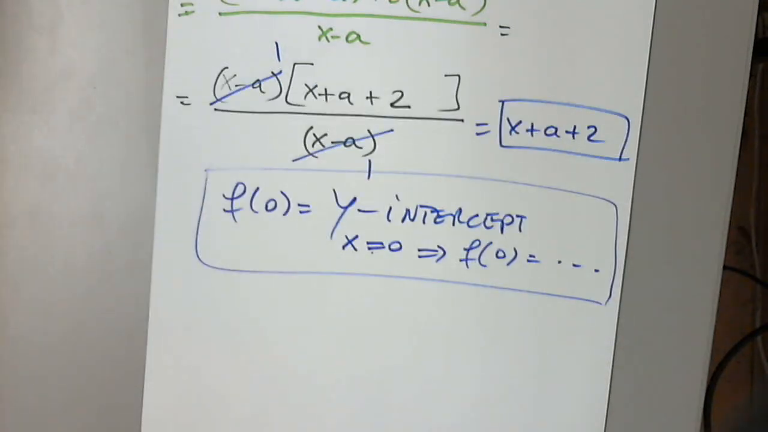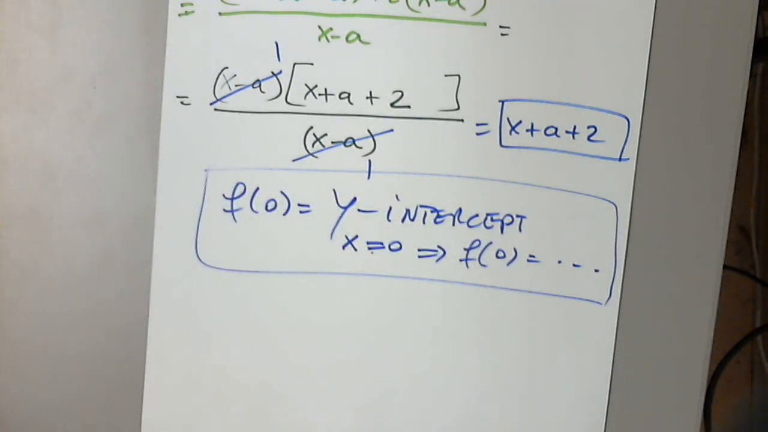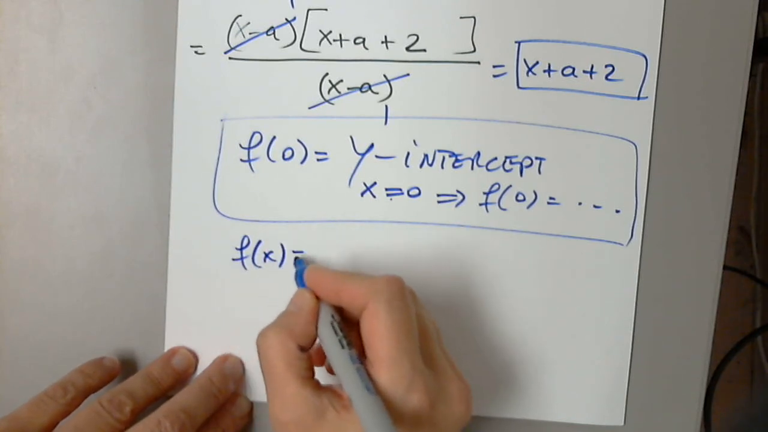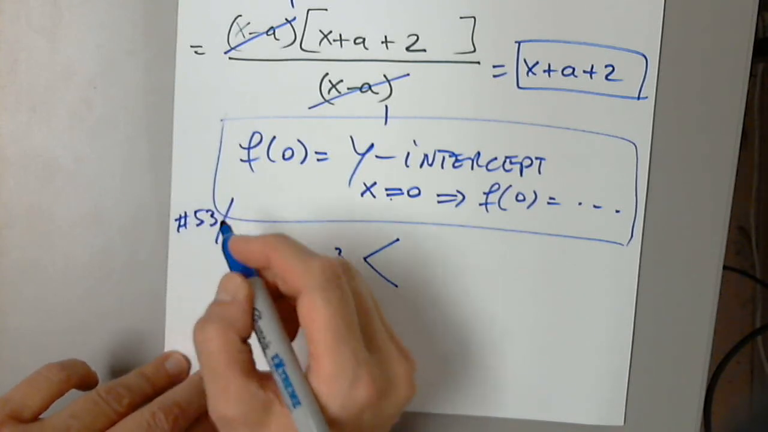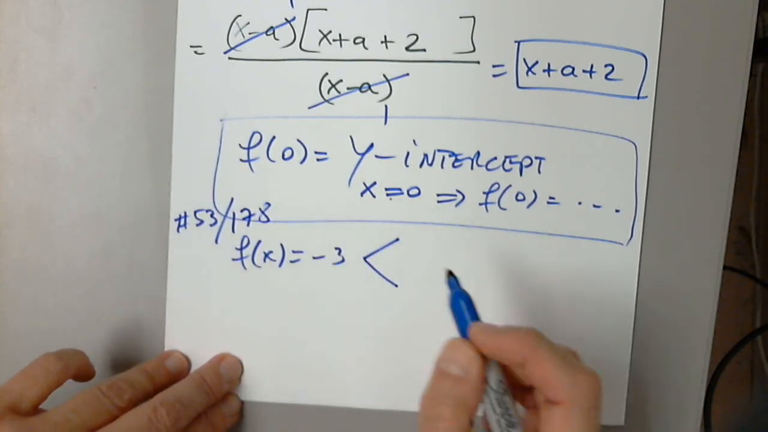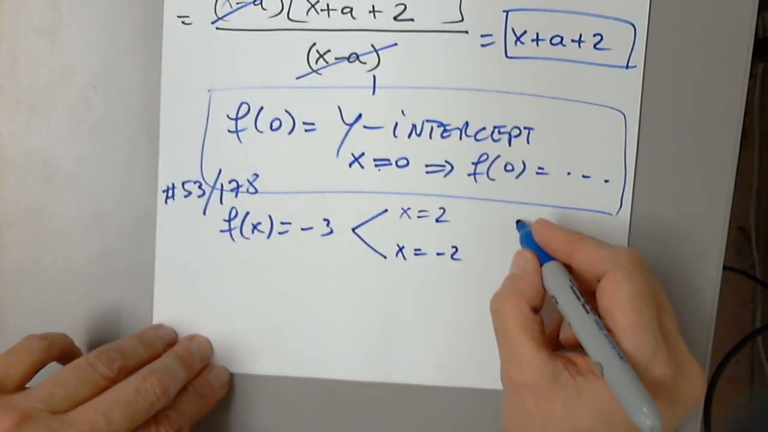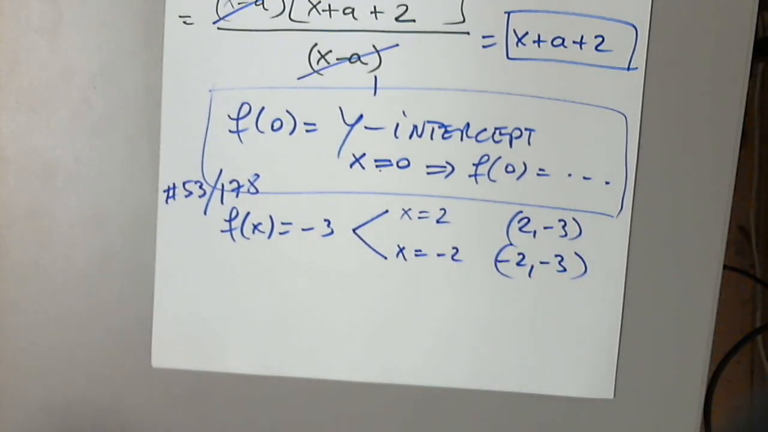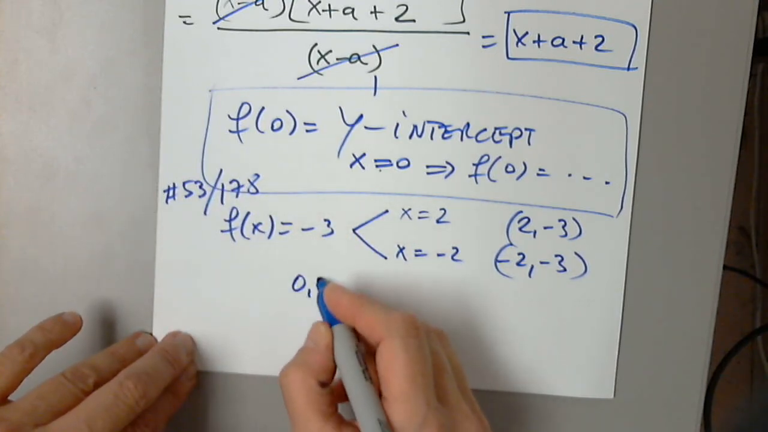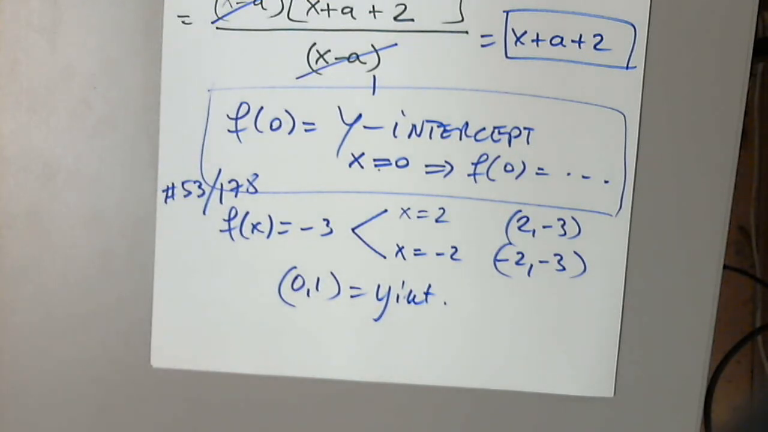Very good. Are we comfortable with this kind of problem? Yes, everyone? Awesome, great job. Okay, so then for f of x equals negative 3, and the problem was 53 on page 178, we found that x equals 2 and x equals negative 2. You can present them as ordered pairs, 2 comma negative 3 and negative 2 comma negative 3. That's perfect as well. You also gave me for this problem, you said 0 comma 1. It's the y-intercept. Very good.